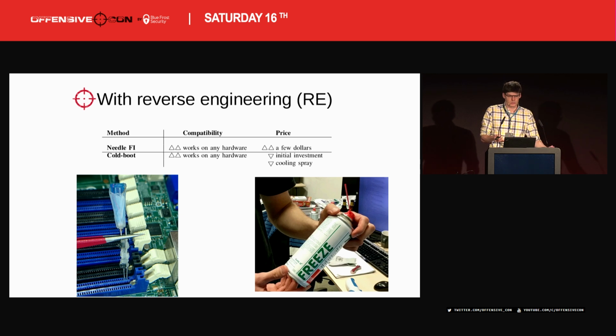Well, with reverse engineering, I'm going to show you two things. We can. I'm going to show you two attacks that are aimed to reverse engineer the ECC, the control bits. One is based on fault injection, and one is based on a cold boot attack. So this is the long introduction for my presentation.